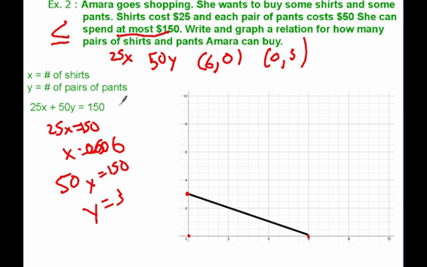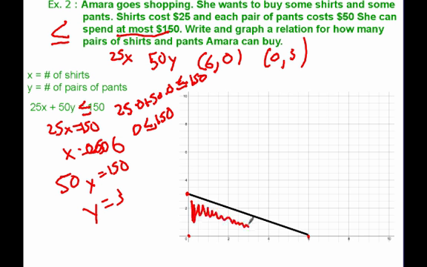If I plug that in, 25 times 0 plus 50 times 0 is less than or equal to 150. That's 0. 0 is less than or equal to 150. Well, that is true, so I want to shade in here, because anywhere in here are answers to this problem.